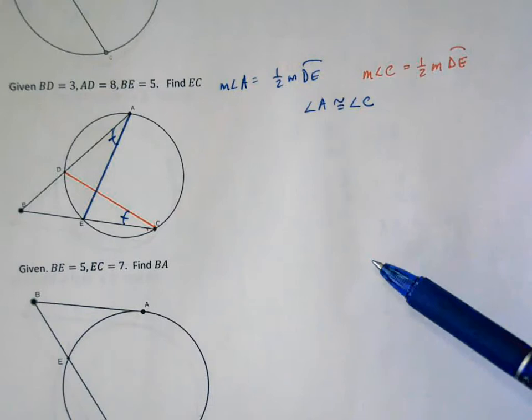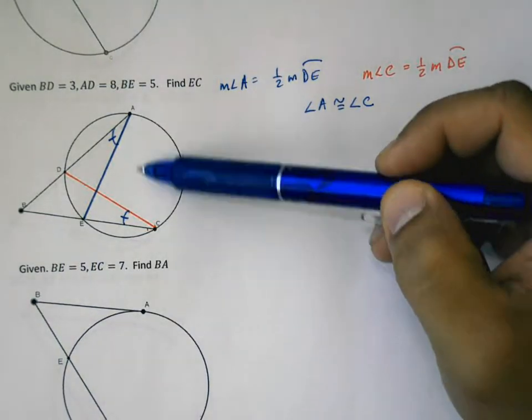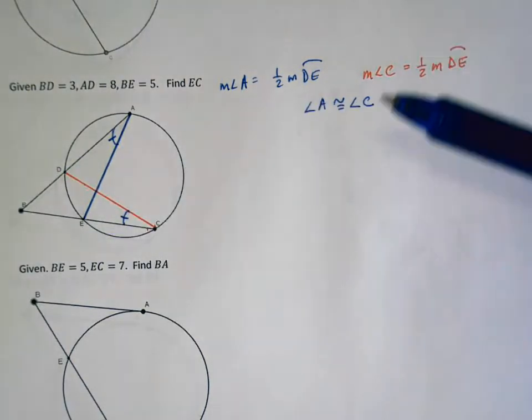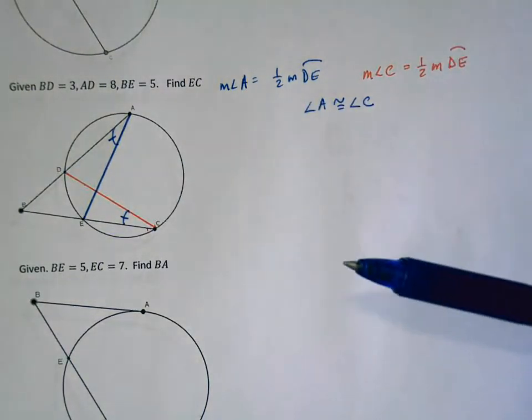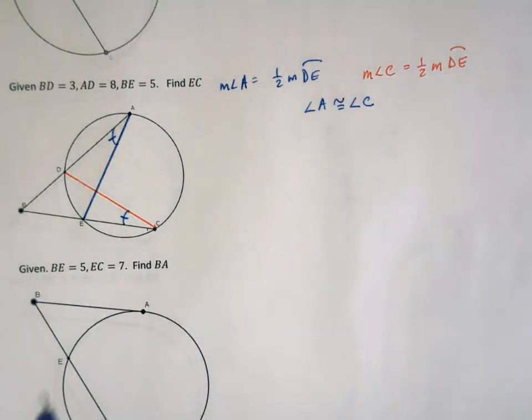Now I want to point out that many of you, if you honestly tried this problem, may have tried to connect A and C, or connect D and E, but the issue with those types of approaches is that you don't end up with inscribed angles. So another idea to this lesson is to use inscribed angles as much as we can in order to produce similar triangles.